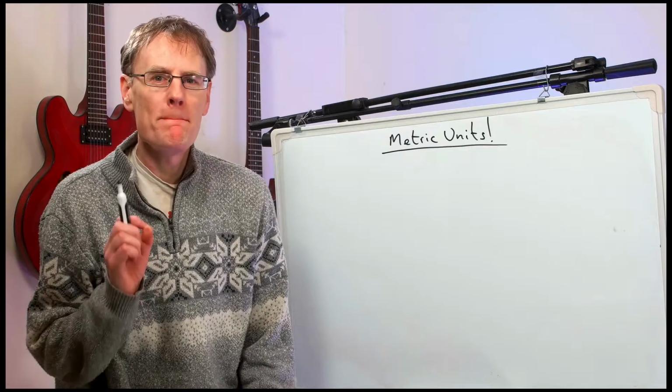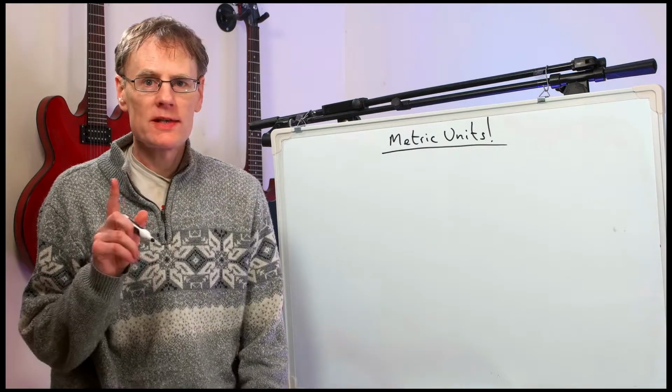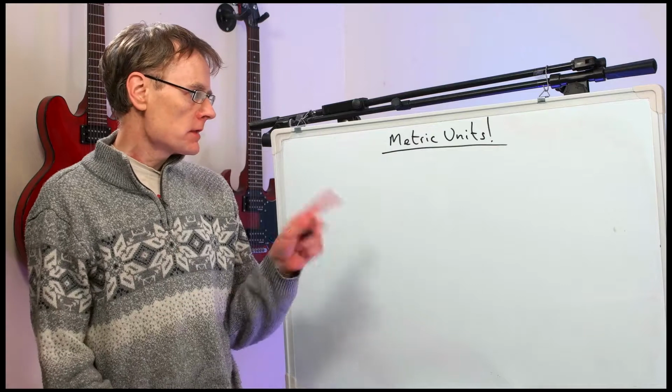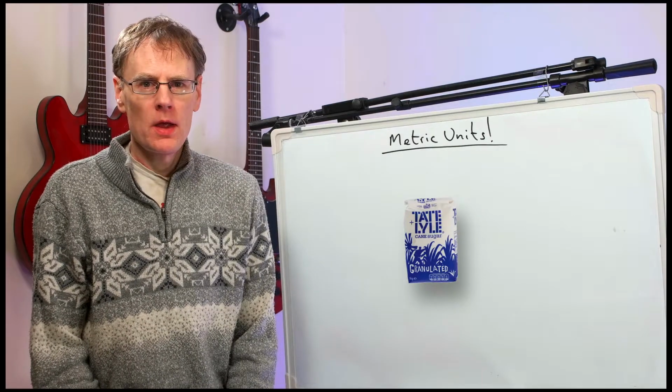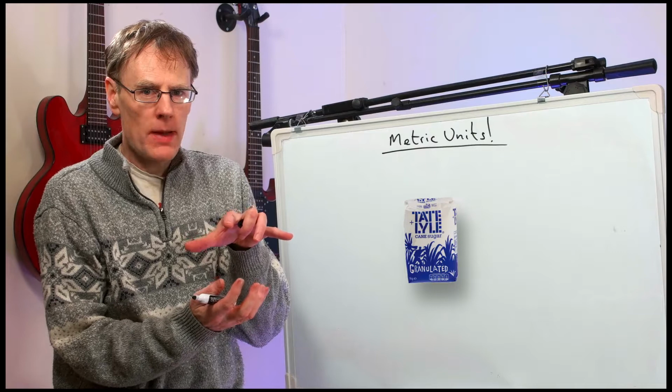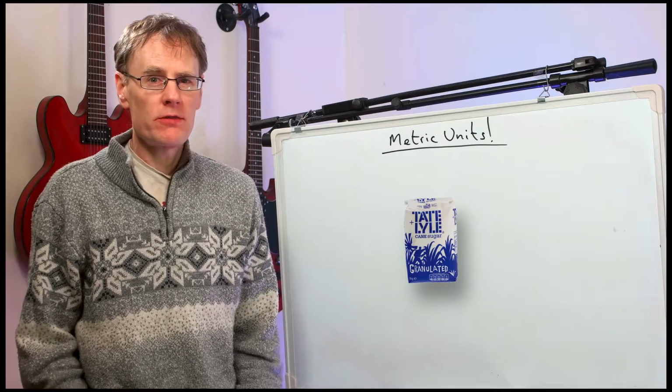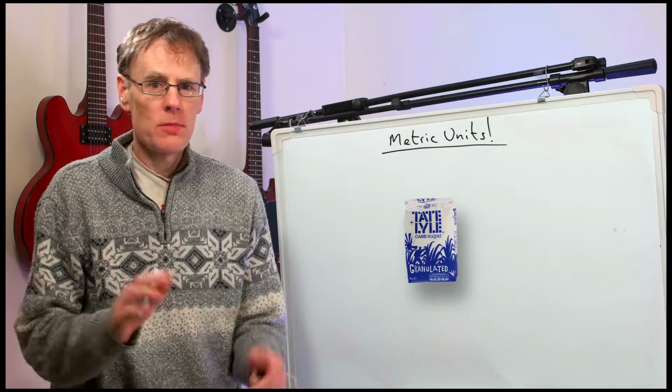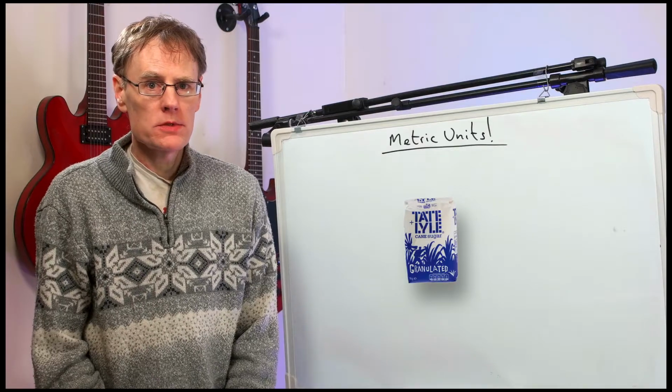Now I'm going to remind you about metric units. First of all, let's look at mass. This is a kilogram. A kilogram is a good chunky mass. I have a mass of about 70 kilograms. Your mass might be about 30 or 40 kilograms.